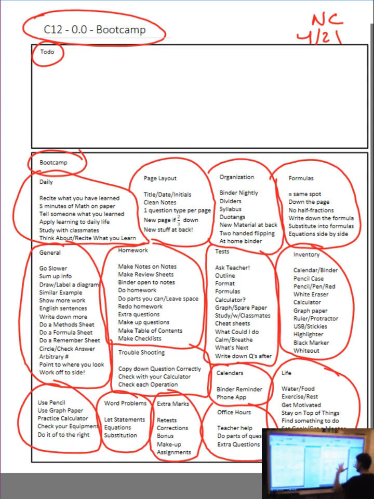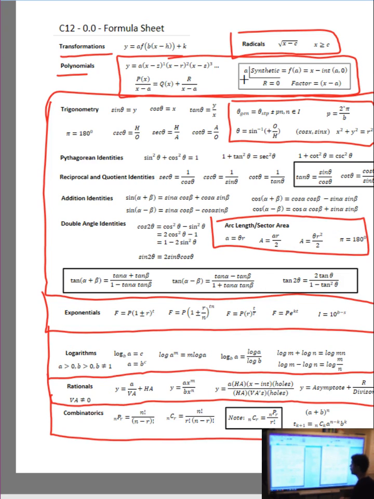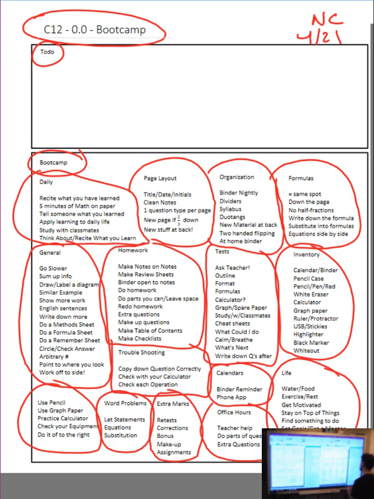So again, this is the nerd sheet. Again, before we went over the formula sheet. Hopefully you print this one off double-sided and keep it in a clear sheet that you can find all the time.